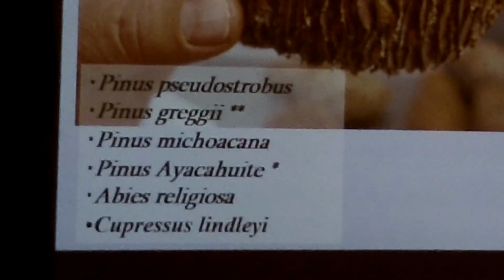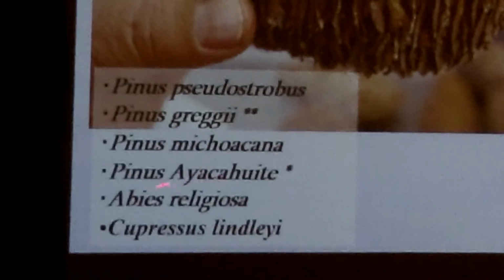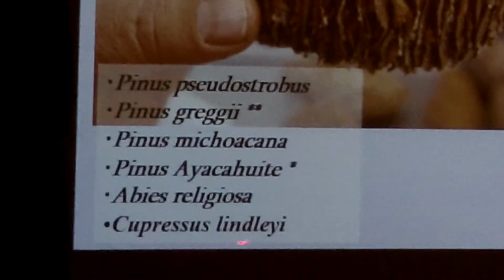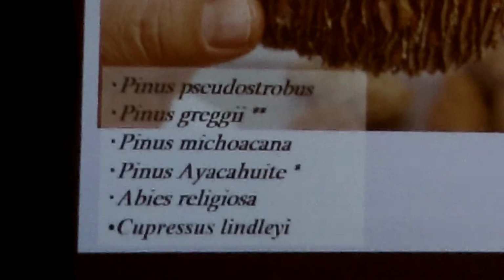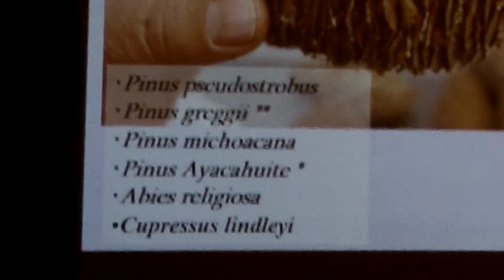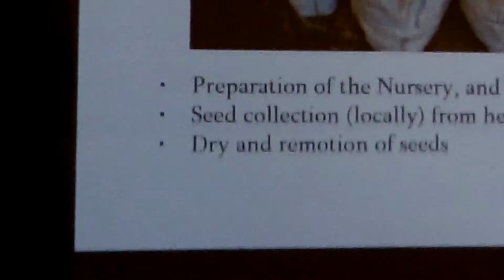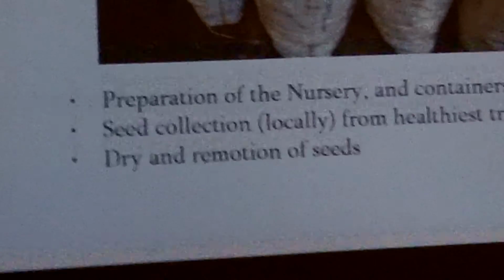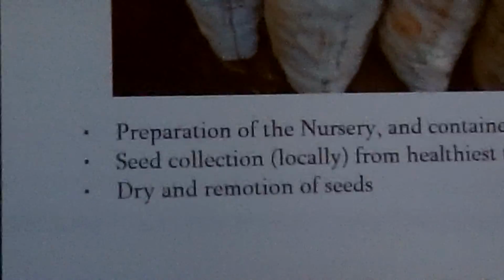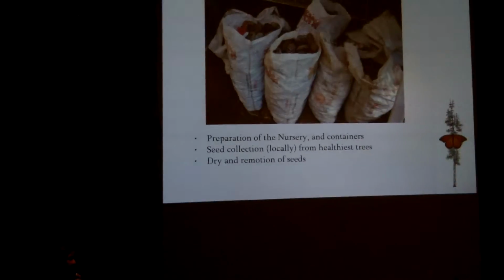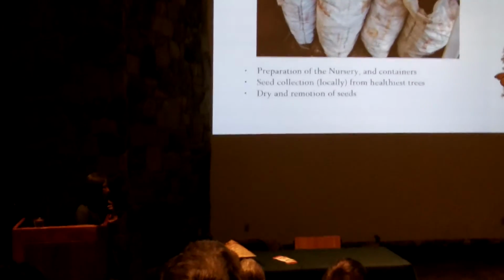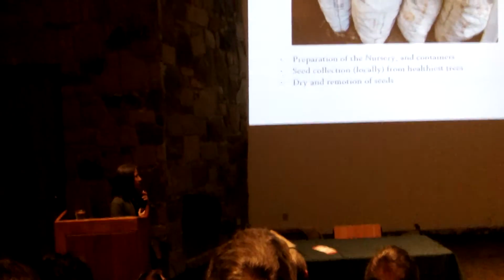And we have the Abies religiosa, of course, which is the oyamel, where the monarchs winter, and the cupressus. Well, anyways, in this nursery, they collect the seeds, and they try to pick healthy seeds, collected from healthy trees.